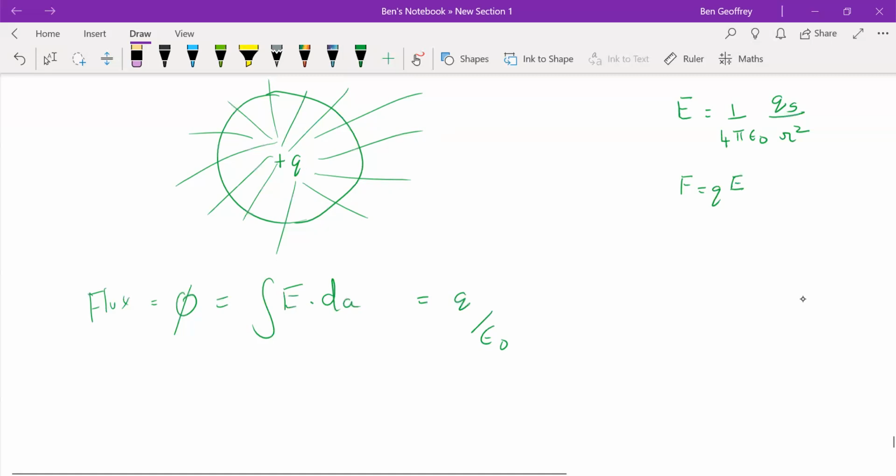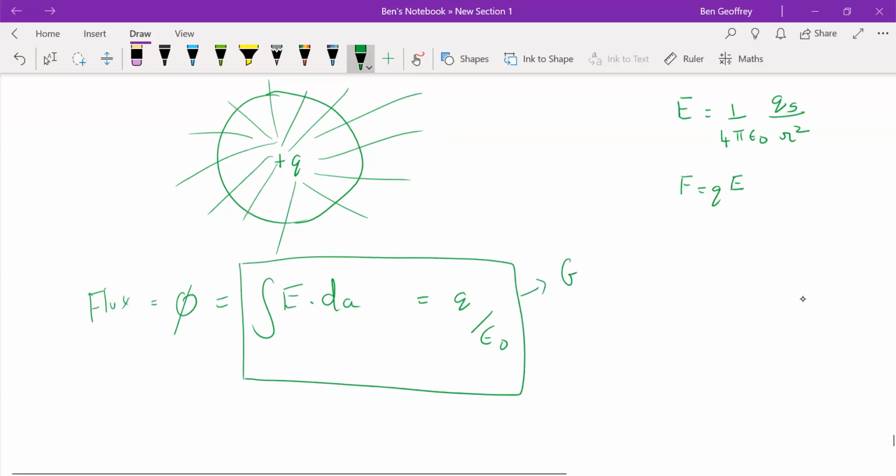This is always true in the case of electrostatics, and this is called Gauss's law. This is Gauss's law in integral form.